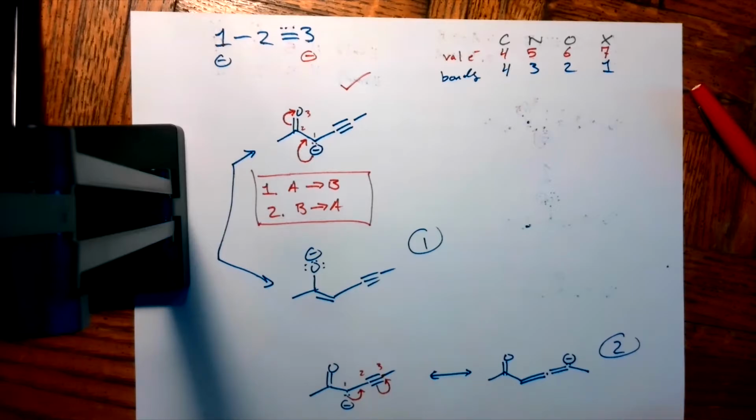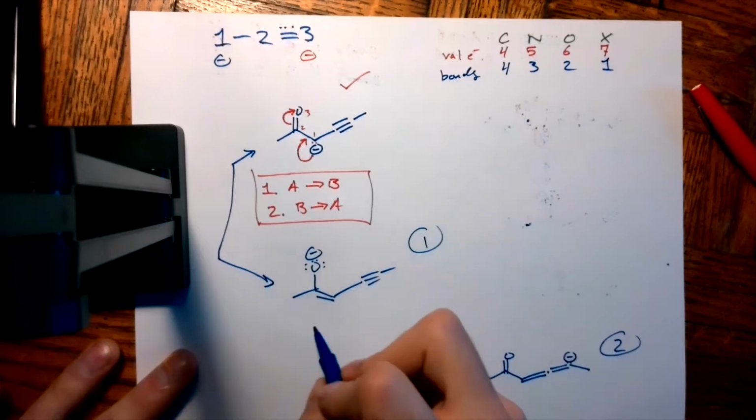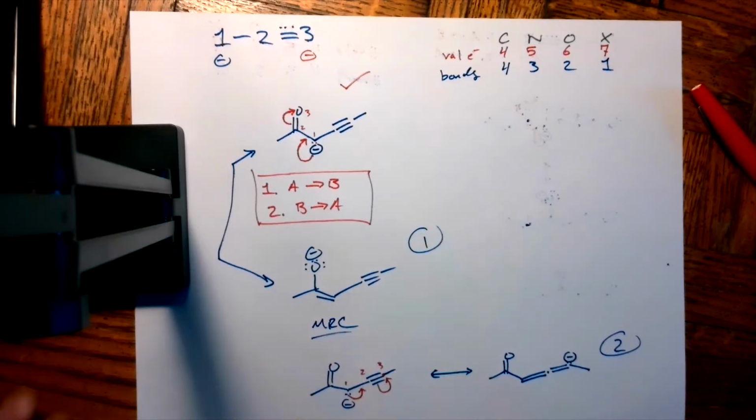And we have to now put some meaning into this. And the first thing that we do is we identify, well, which one of these is more significant than the other? Is there a major resonance contributor? Right off the bat, I'm looking at this and I'm going, this is the major resonance contributor. And why am I doing that?